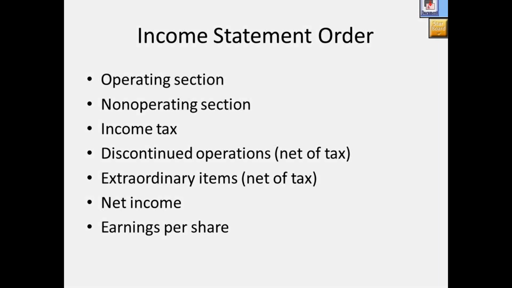Down here, you want to identify things that are much more irregular or unusual sometimes. So discontinued operations would be a situation where a company has a couple of different business segments, okay, and we'll define what that means in a minute. And so let's say a company makes hardware and software products, and it decides to spin off or divest its software business.